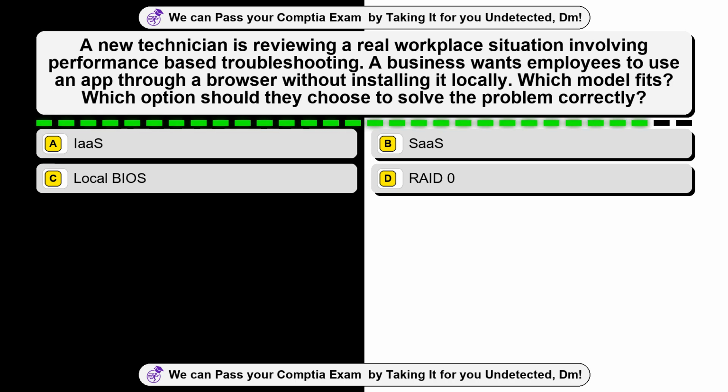Question 13. A new technician is reviewing a real workplace situation involving performance-based troubleshooting. A business wants employees to use an app through a browser without installing it locally. Which model fits? Which option should they choose to solve the problem correctly?